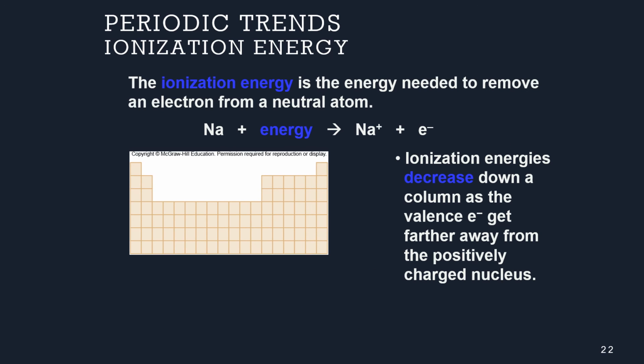It doesn't seem like that's how it should be, but that's how it is. All right. Ionization energy is the energy needed to remove an electron from a neutral atom. Basically, how much energy do you need to pop an electron off of an atom that does not have a charge? Ionization energies decrease down a column as the valence electrons get further away from the positively charged nucleus. Basically, as you go down the column, it's easier to pop an electron off of the atom because they're further away from the center.